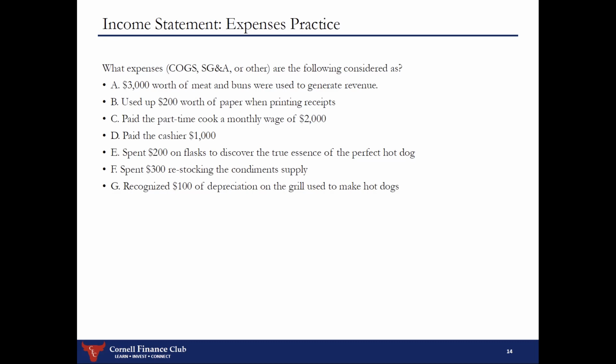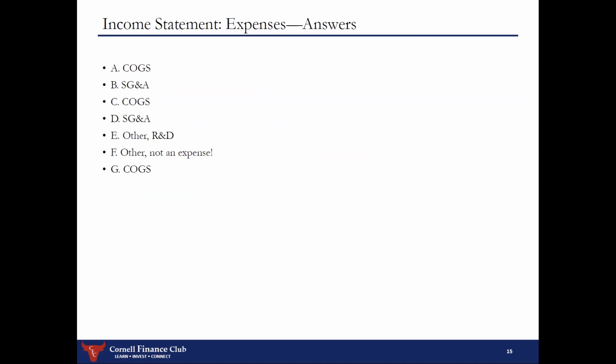Spent $300 restocking the condiment supply. So this is other, and it's actually not an expense because spending $300 restocking inventories is not actually expense. Because note our revenue recognition expense principle, you match revenue with expenses. So because these condiments have not been used up yet in terms of revenue generation, they're not expense. And this is more of a balance sheet concept, which we'll discuss later. And then G, recognize $100 depreciation on a grill used to make hot dogs. This is COGS. Depreciation on the grill is a direct input cost to hot dogs. Again, here are the answers.